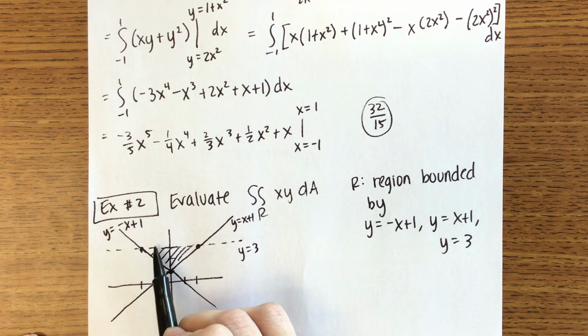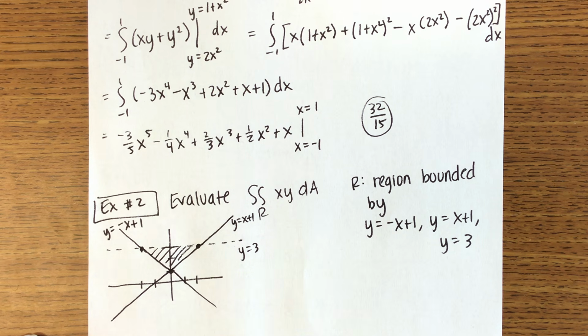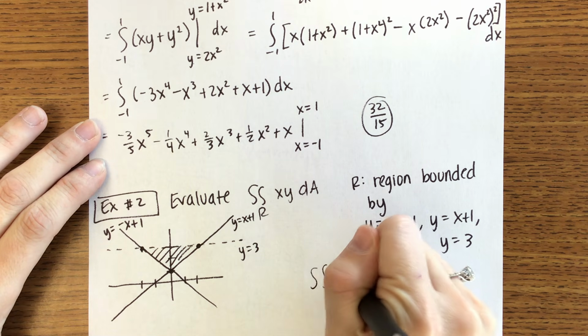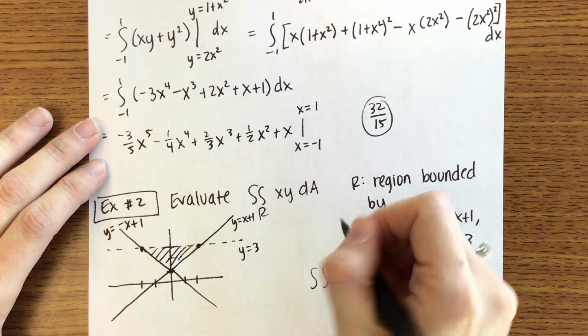Again, look here. If we go up, down first, is the top function always the same? Is the bottom function always the same? No. If we go left, right, is the left function always the same? Is the right function always the same? Okay. So in this case, we want to integrate with respect to x first. We want to go left, right.